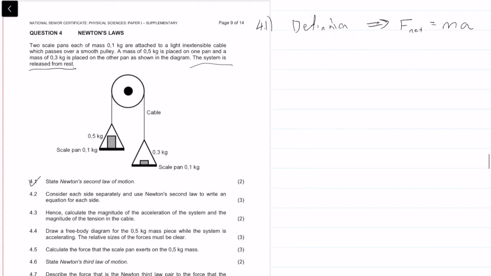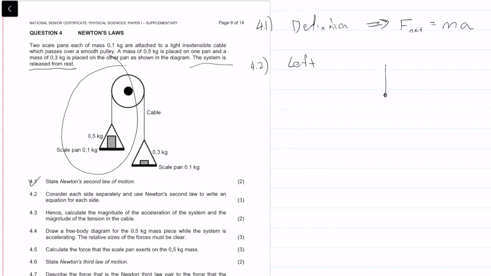So 4.2. Consider each side separately and use Newton's second law to write an equation for each side. We're going to consider the left side first. When I say left side, I mean this side. I think we should actually start off by drawing a free body diagram.